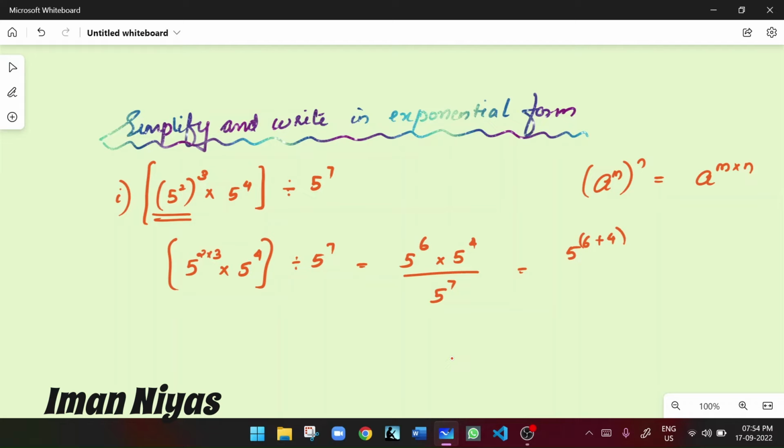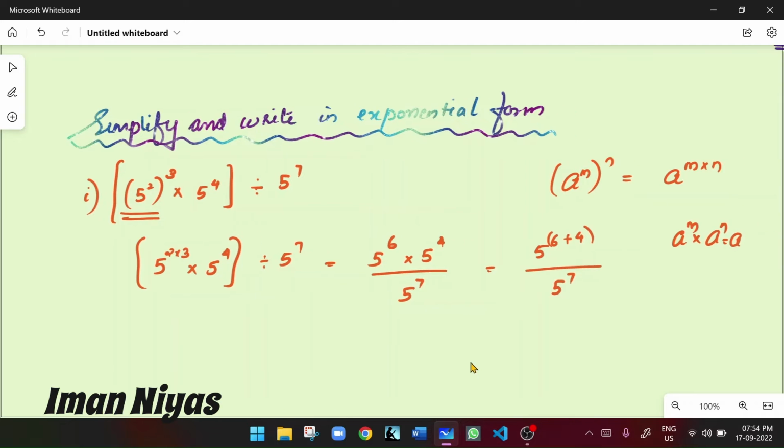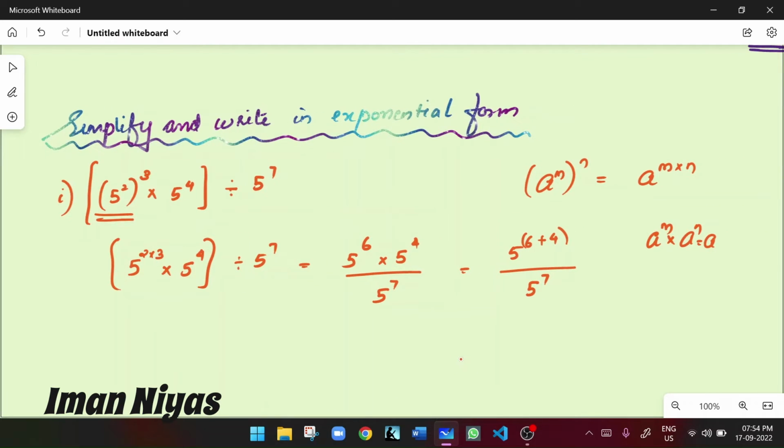How can we get 5 raised to 6 plus 4? Because a raised to m multiplied with a raised to n is a raised to m plus n, right? Because we have learned the formula m plus n in exponential form. Yes. So now let's go ahead with the next step. How can we write this denominator? 5 raised to 6 plus 4, that is 5 raised to 10.